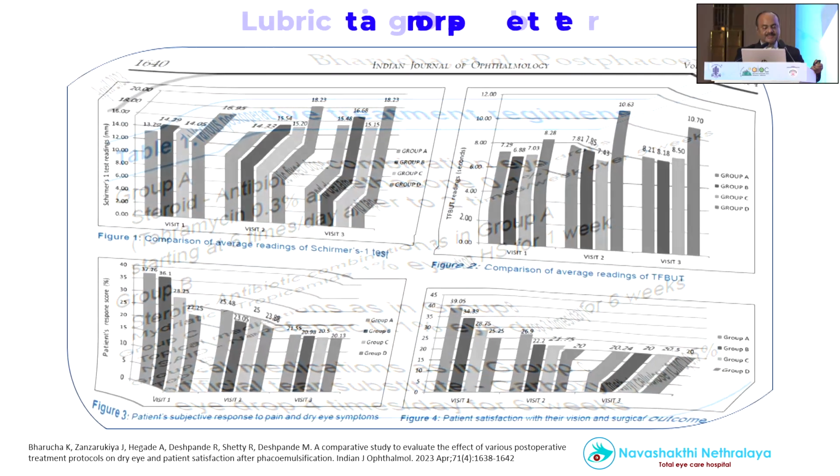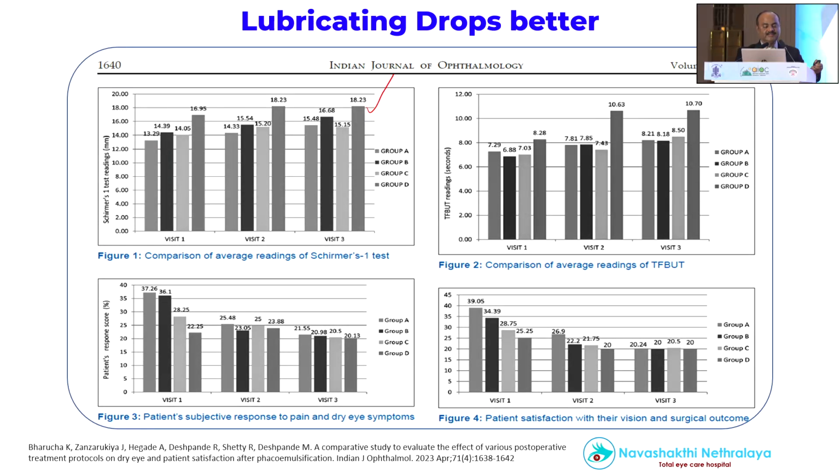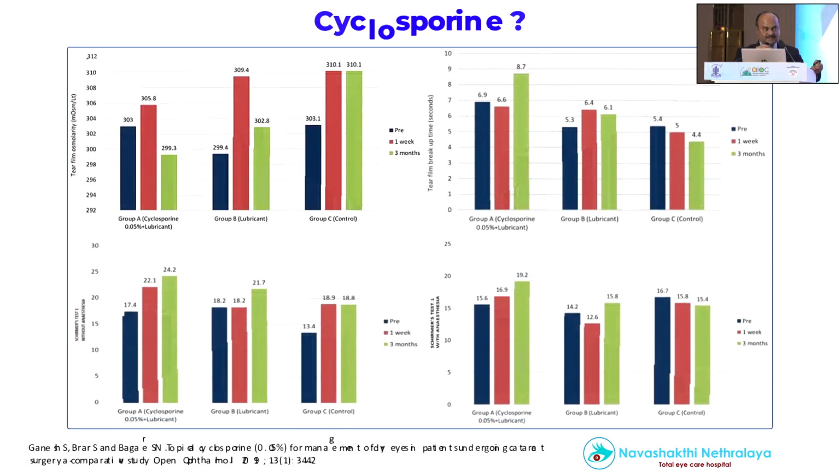Simply said, just look at this group D. Always it was performing better as regards the Schirmer and BUT, as well as the patient's response to pain, least pain in group D. Most of the other things also recovered after 6 weeks, but in the initial period, adding a lubricating drop is the best thing to do with cataract surgeries.